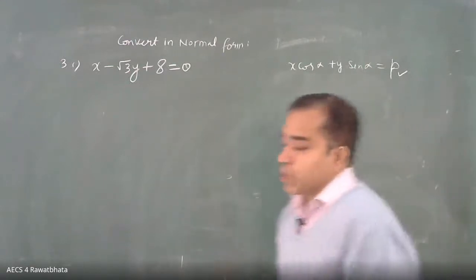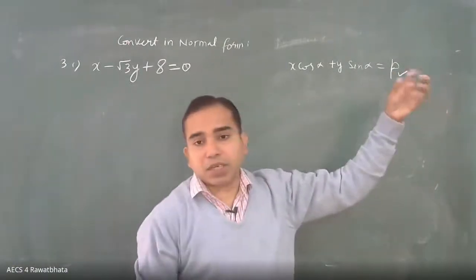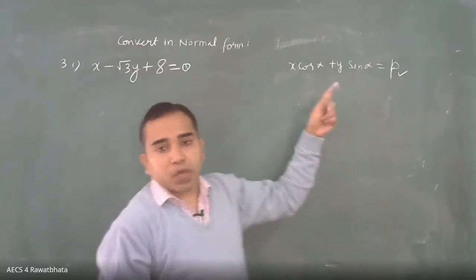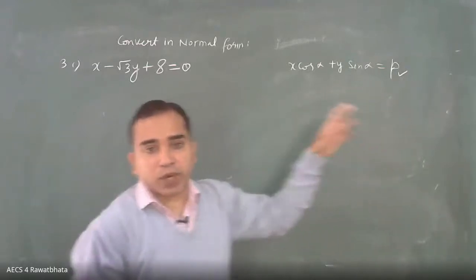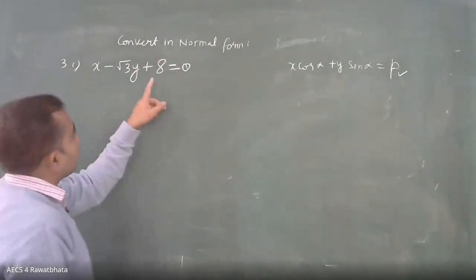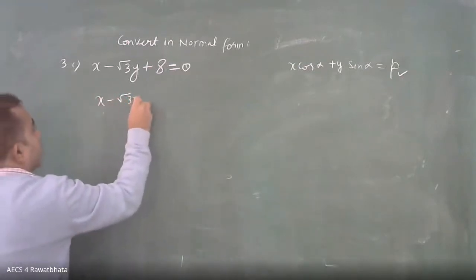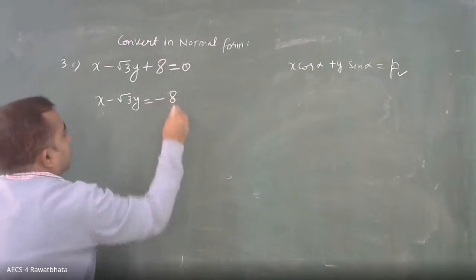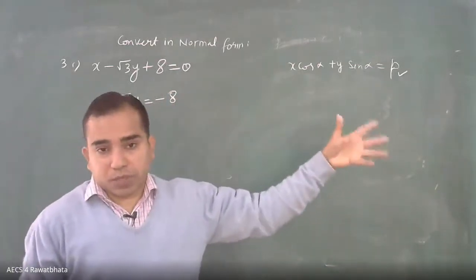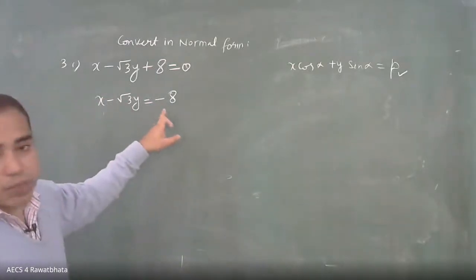I have to convert this equation into normal form. And in this equation, the right hand side represents the distance of origin from line. Because that right hand side represents distance, so right hand side must be positive. So first of all, I'm going to shift this constant on the other side. X minus root 3y equals to minus 8. Because in the right hand side, distance from origin is represented, that must be positive. So I am going to make this positive.